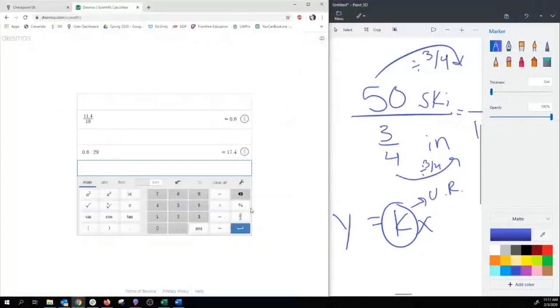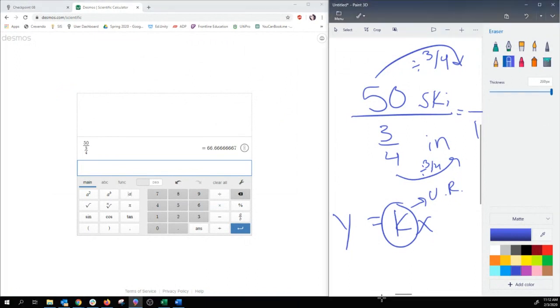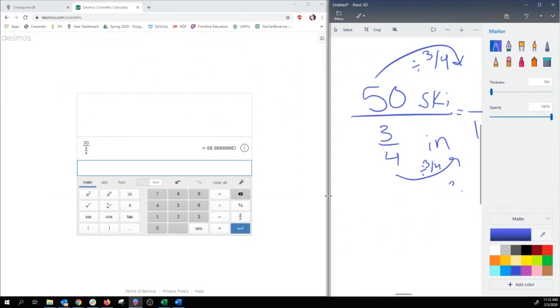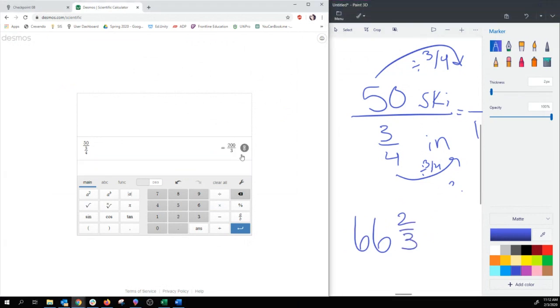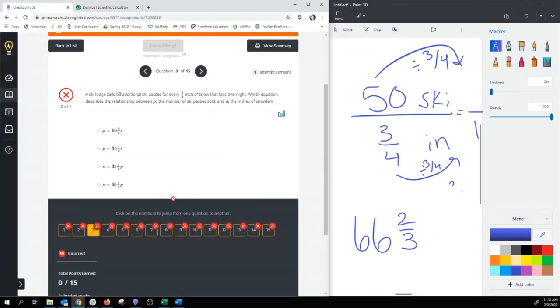So 50 divided by 3/4. And it tells me that it is 66.6 repeating. And if you don't know 6 repeating as a decimal, if you wanted to change that to a fraction, it would be 2/3. So I'd have 66 and 2/3. If you change it this way, you could divide the 3 into 200 as well to get the mixed number.